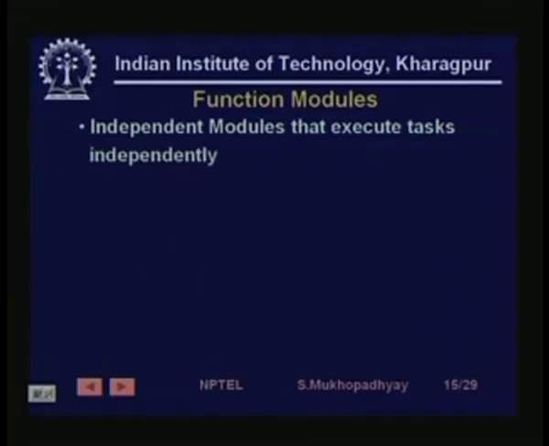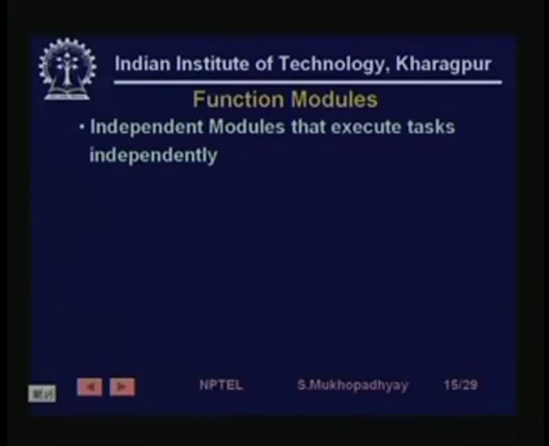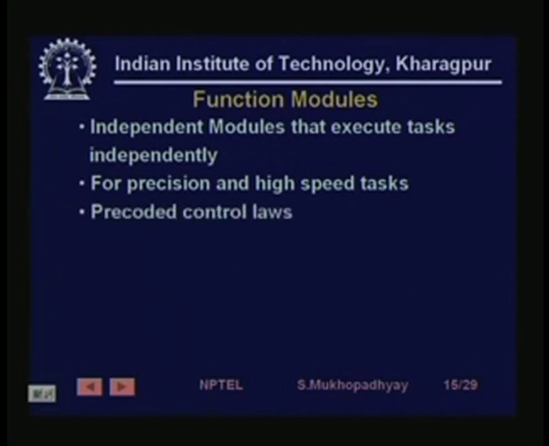Then you have some other kinds of modules called function modules. Sometimes they could also be mounted on the machine and be part of a distributed I/O, but otherwise they may be situated on the PLC rack itself, but still they are independent modules that can execute tasks independently. So, basically they reduce the central processor load, so that it needs to talk to them less often, for precision and high speed tasks. They often have their own logic, their own pre-coded control laws, and their own optimizing abilities. It might tune itself: you just have to give it a command that you tune yourself. So it has its own code, and it will actually tune a control loop.